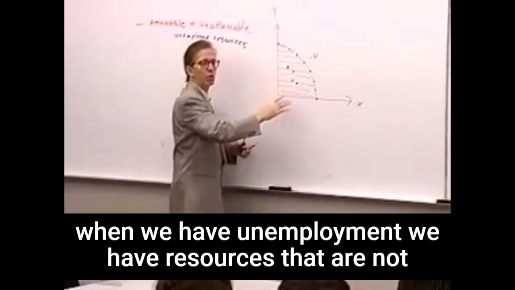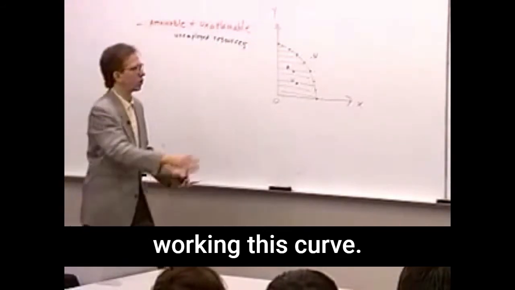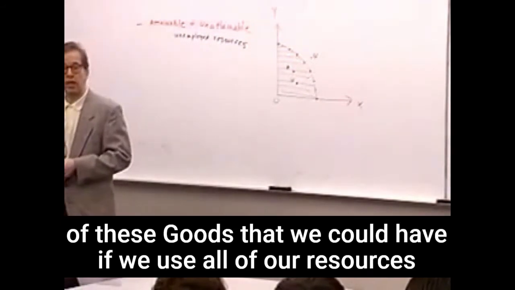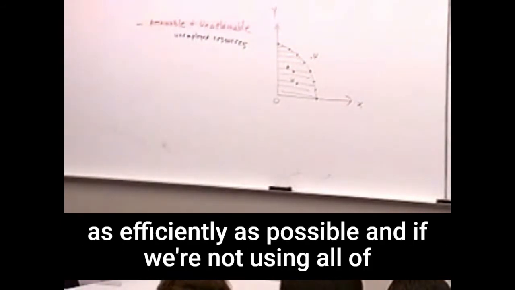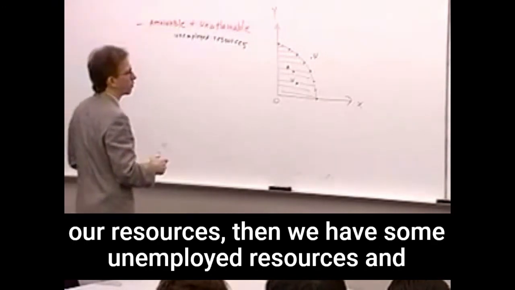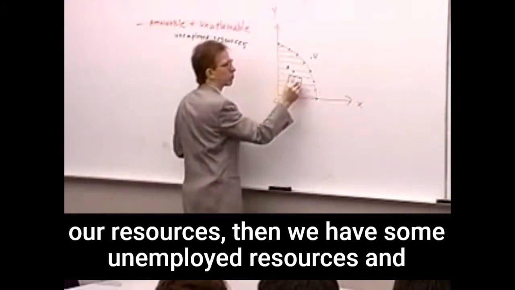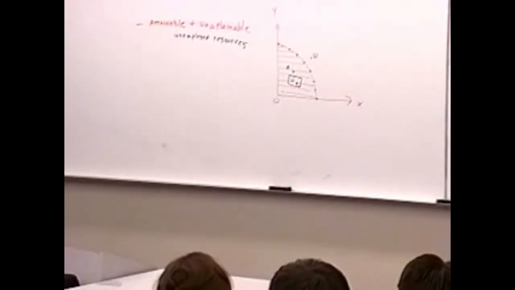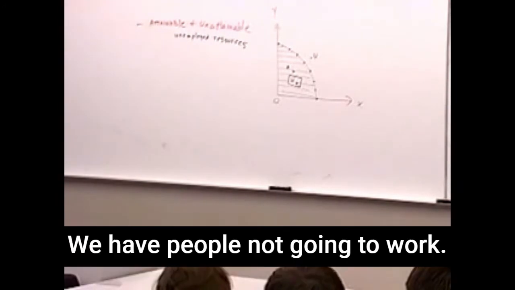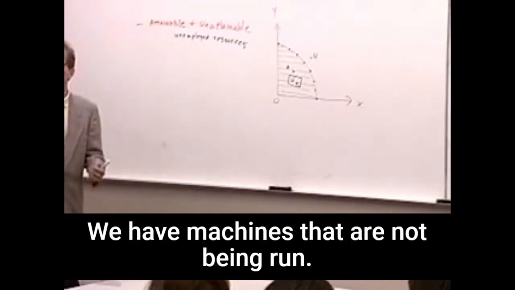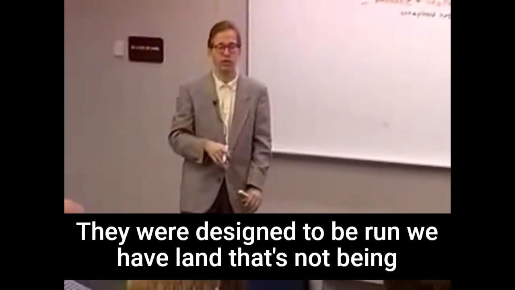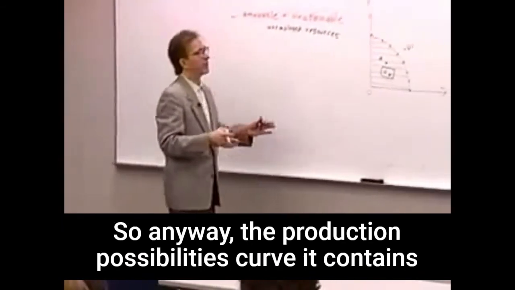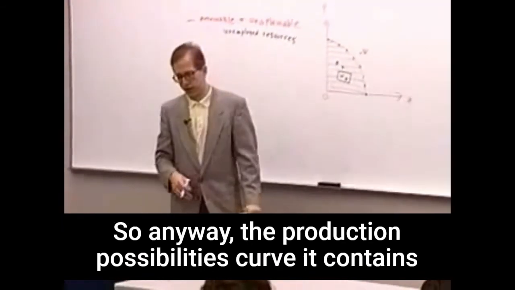When we have unemployment, we have resources that are not working. This curve, the frontier itself, is showing us the maximum amount of these goods that we could have if we used all of our resources as efficiently as possible. And if we're not using all of our resources, then we have some unemployed resources, and an example would be like that point U that I've labeled right there. We have resources that are just not working. We have people not going to work. We have machines that are not being run however many hours a day they were designed to be run. We have land that's not being put into use, and so forth. So anyway, the Production Possibilities curve contains these ideas.